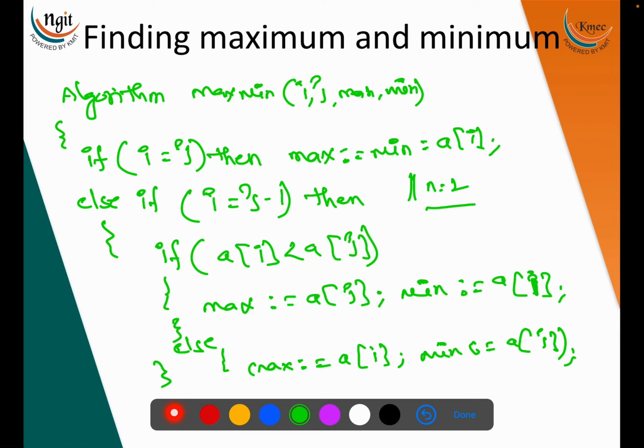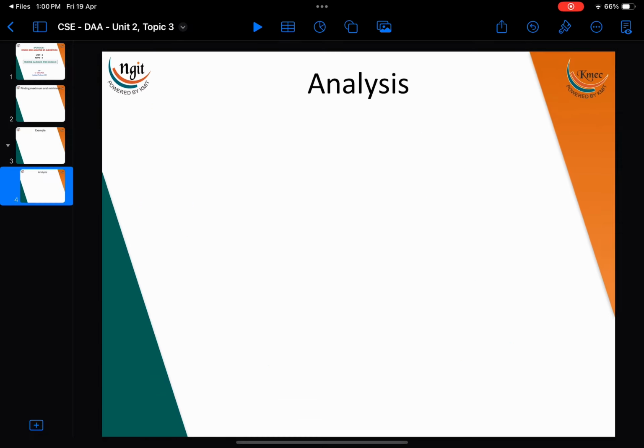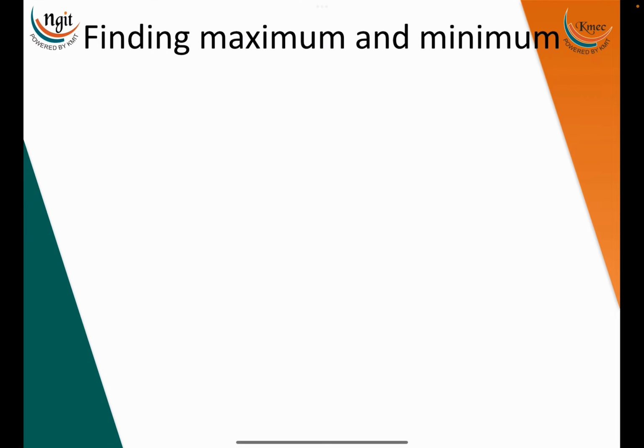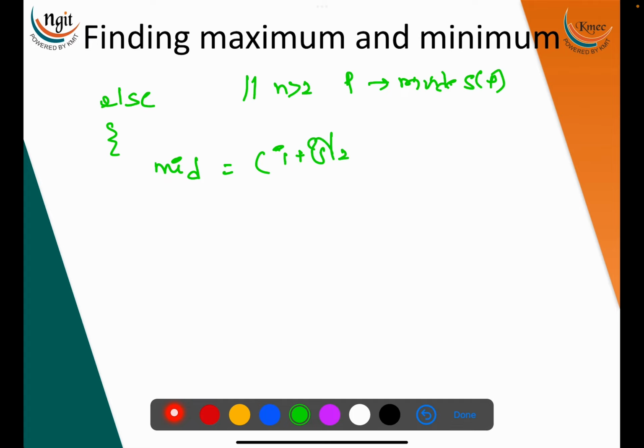Now n value can be greater than 2. If n value is greater than 2, now I am taking one more case, which is the else case. So here n value is greater than 2. That means P has to get divided into smaller problems. When I want to divide P into smaller problems, I should know the point to divide it. That means finding out the middle element.